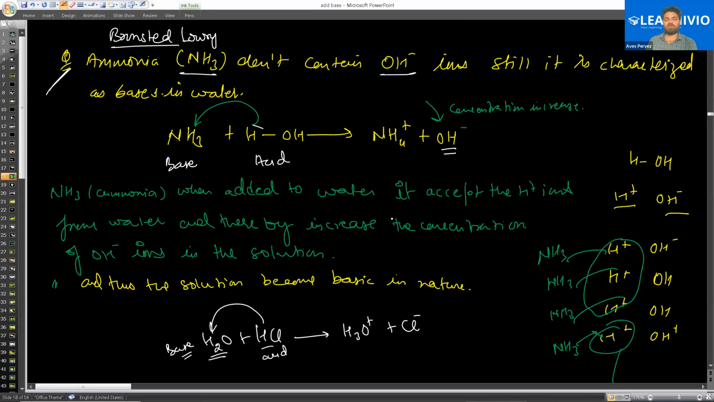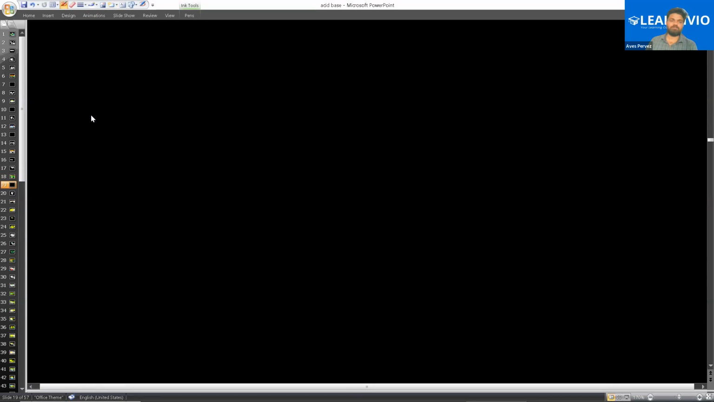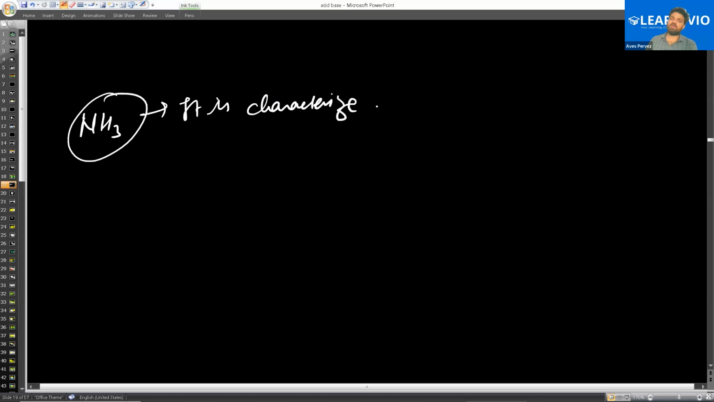Next, a question comes in examination that ammonia, NH3, does not contain any OH negative ion. It has hydrogen, but it does not contain any OH negative ion. But still it is characterized as base. Why is it characterized as base when added to water?